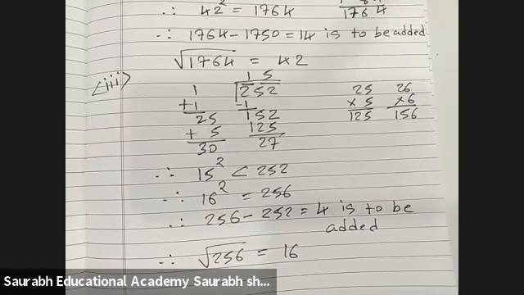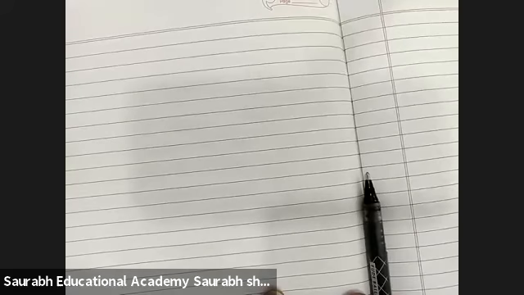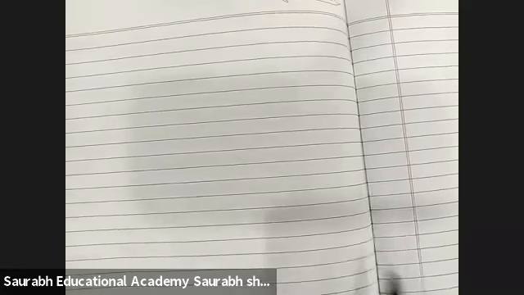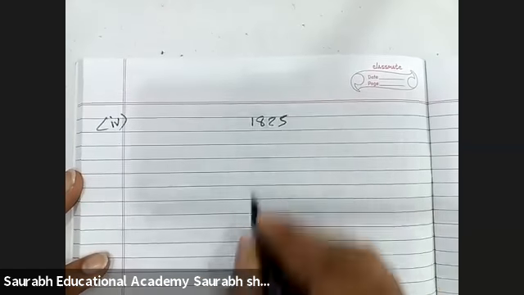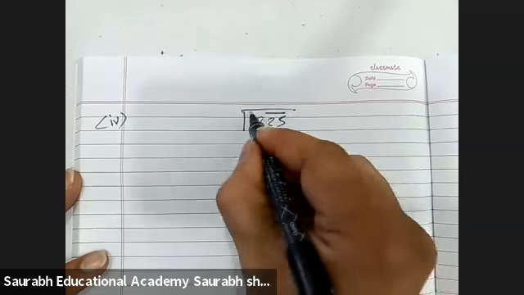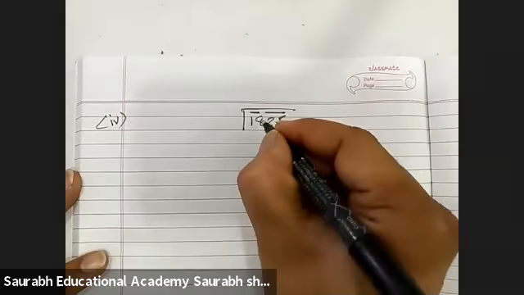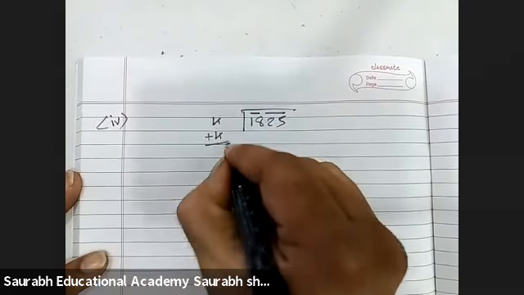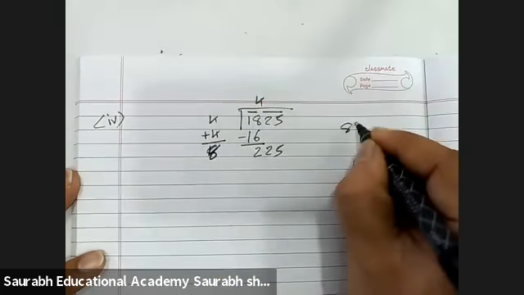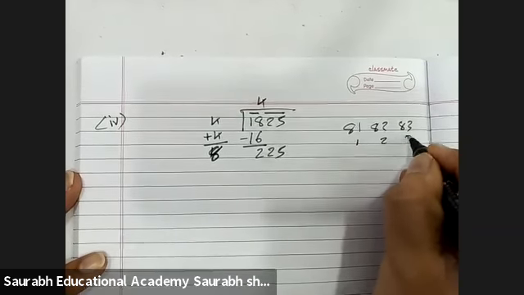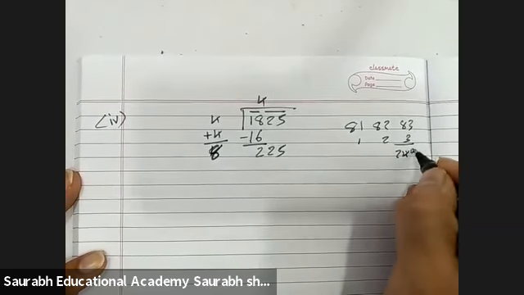Clear, everyone? Yes, sir. Okay. Next one, 1825. Now 18 means 4 4s are 16. 225. Yes, very good. Thank you. Now 81 1s are 81, 82 2s are 164, 83 3s will be greater than 249.